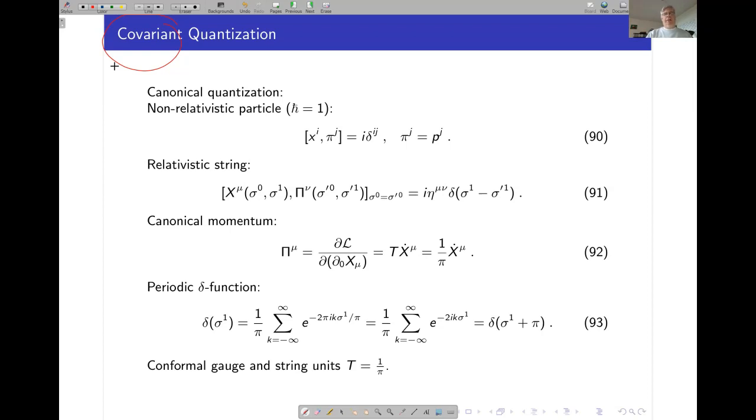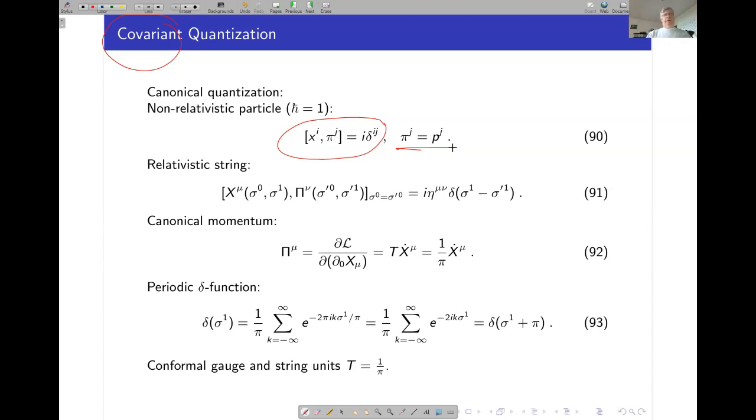Now, what is the usual rule by which we quantize? Well, for a non-relativistic particle, the relation is that in units where h bar equals 1, the commutator between position and canonical momentum is i times the Kronecker symbol. And here we use that canonical and kinetic momentum are the same unless we put our particle into, say, a background magnetic field, which for the time being we don't do.